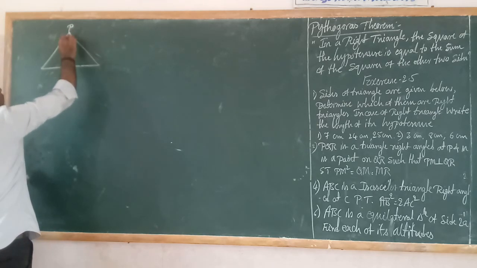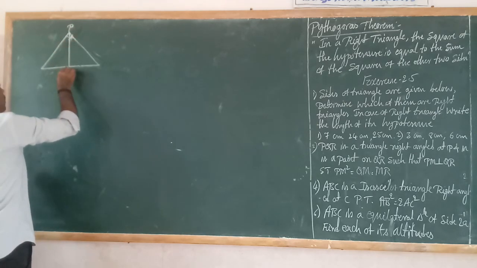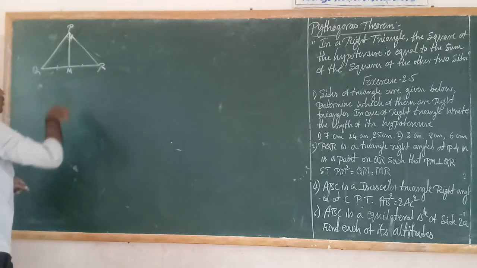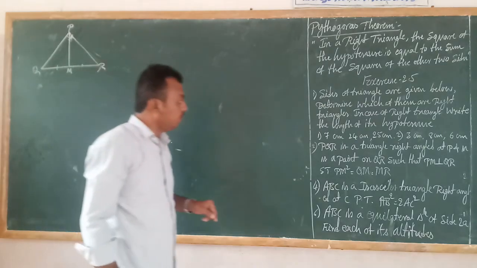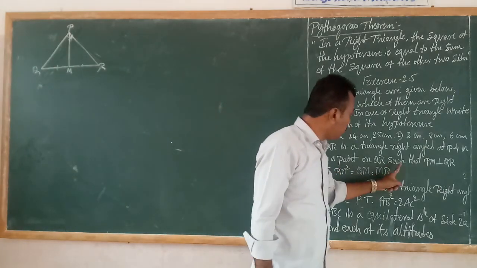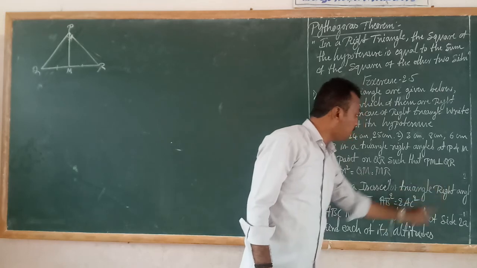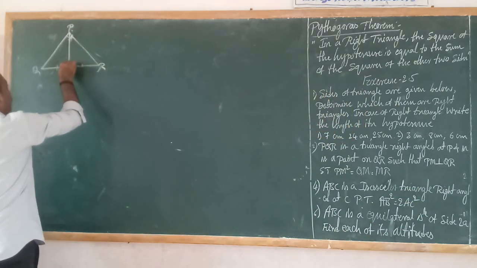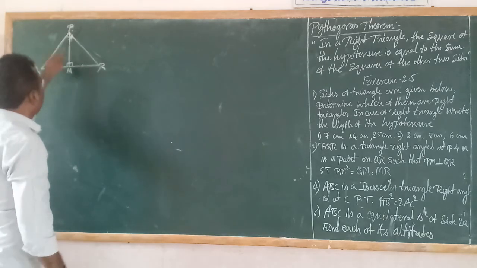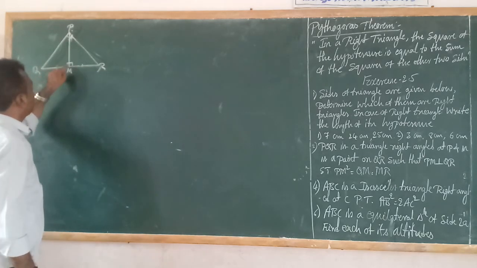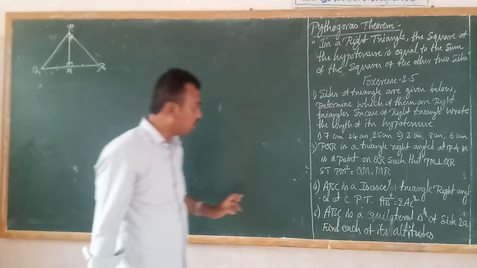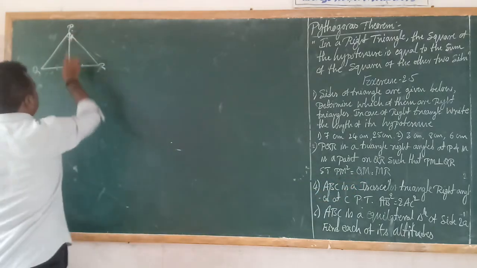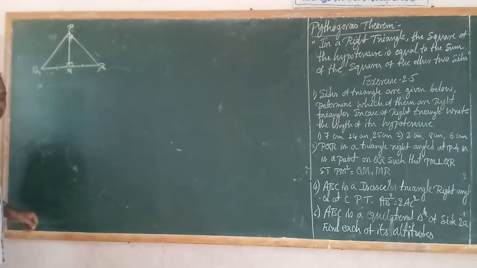Yes, M is a midpoint of QR. This is the right angle. Therefore this one is equal. And then we have to prove that PM is perpendicular to QR. Therefore these are perpendicular to each other. Now show that PM square is equal to QM into MR. We have to prove it.